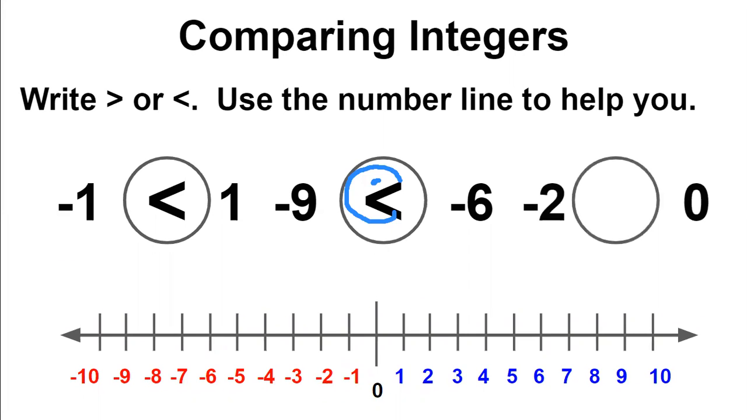Negative 2 versus 0. Let's graph them. There's negative 2 and there's 0. Which one is bigger? You got it. It should be the 0. So the mouth is going to open towards the 0.